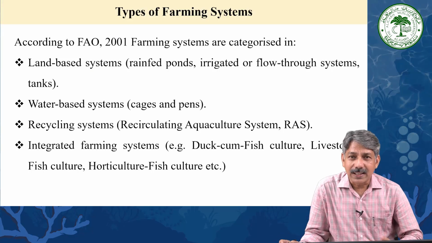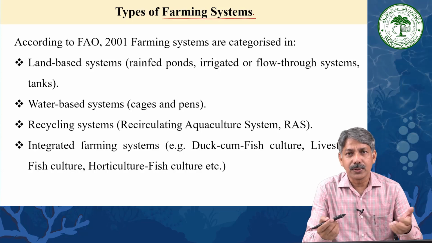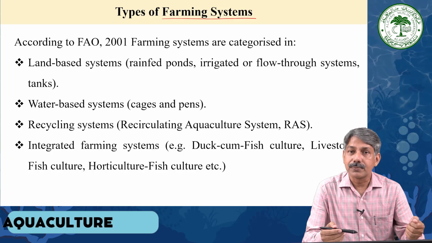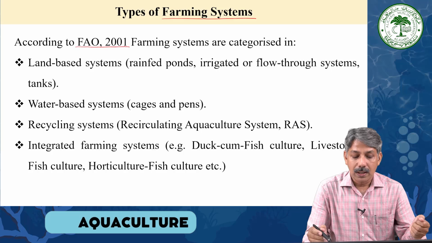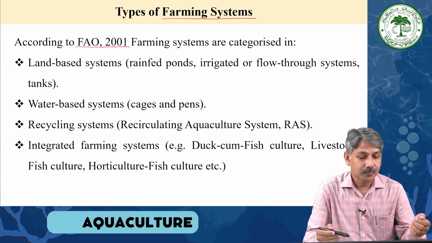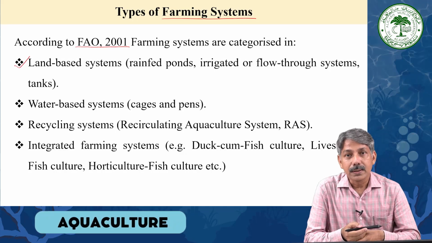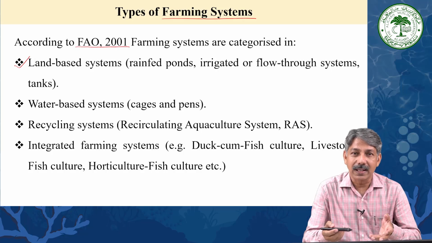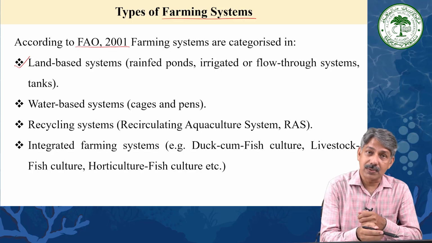Farming systems can be categorized, in fact, based on many criteria that you can use. We will discuss that in a later part. But here in this slide, I have tried to show you the categorization done by FAO. They have categorized fish farming systems as land-based farming systems, where the fish farming is done on the aquatic bodies present on the land. For example, ponds, tanks. So they are categorized as land-based farming systems.